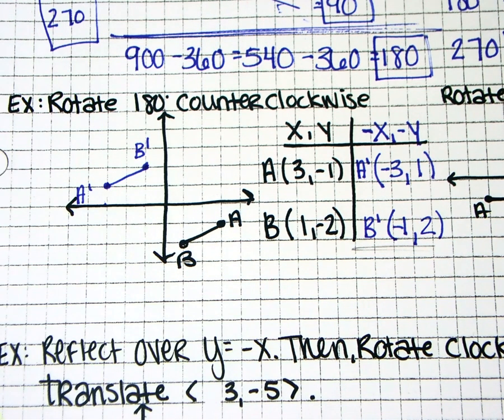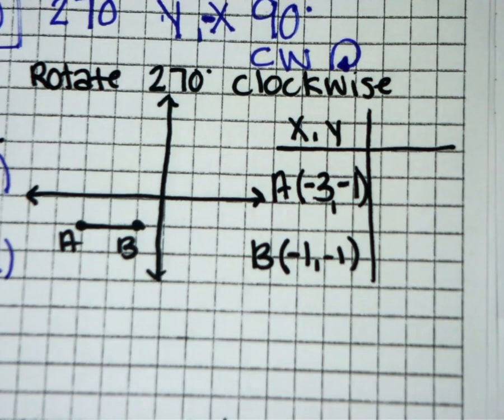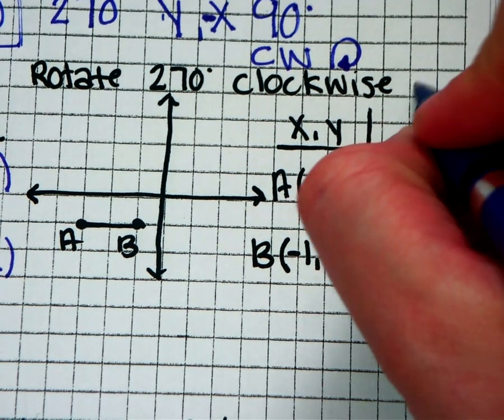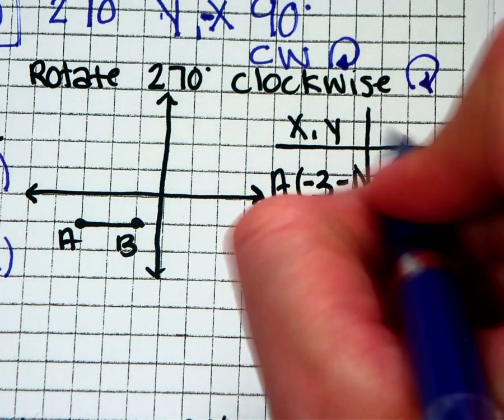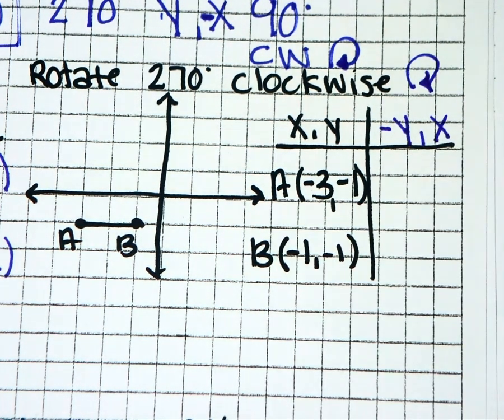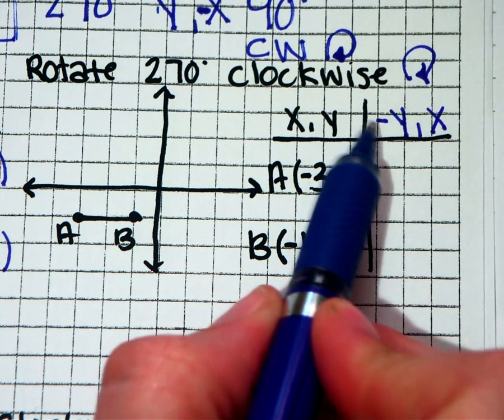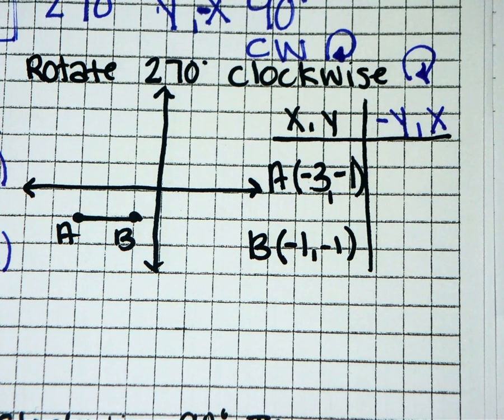All right, let's try another one. Let's practice a rotation 270 degrees clockwise. So clockwise, remember, is this direction. 270, our rule is negative y, comma, x. This one is a little bit harder because we're going to have to flip x and y's location and change y's sign. Remember, the negative doesn't mean make it negative, it means change the sign.